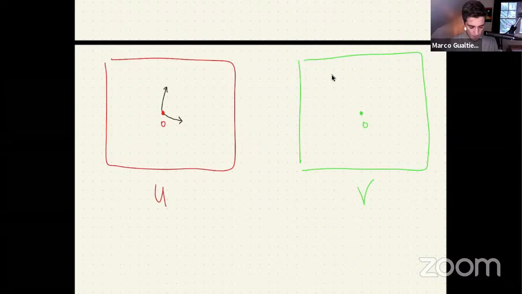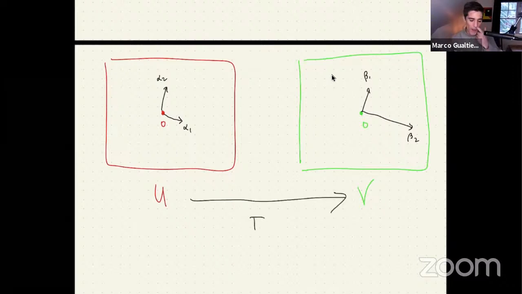I'll call this alpha 1 and alpha 2. And I'll call this beta 1 and beta 2. Okay, I have chosen bases. Now I have a linear map, which someone gave me before. They just gave me the linear map. It's some kind of machine that maps vectors in U to vectors in V.